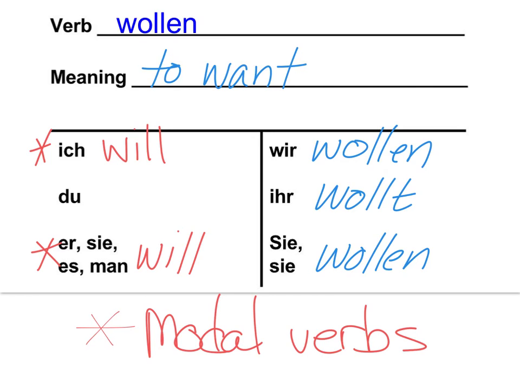Alright. What's the normal du ending? ST. Whatever the ich or the er/sie/es is, you're just going to still add that ST to it. So that part doesn't change. Still changes to the I, so you need to know what the ich form is, and then you can do the rest of them on the left side fairly easily. So ich will Pizza, du willst Pizza, er will Pizza, Willi will Pizza.